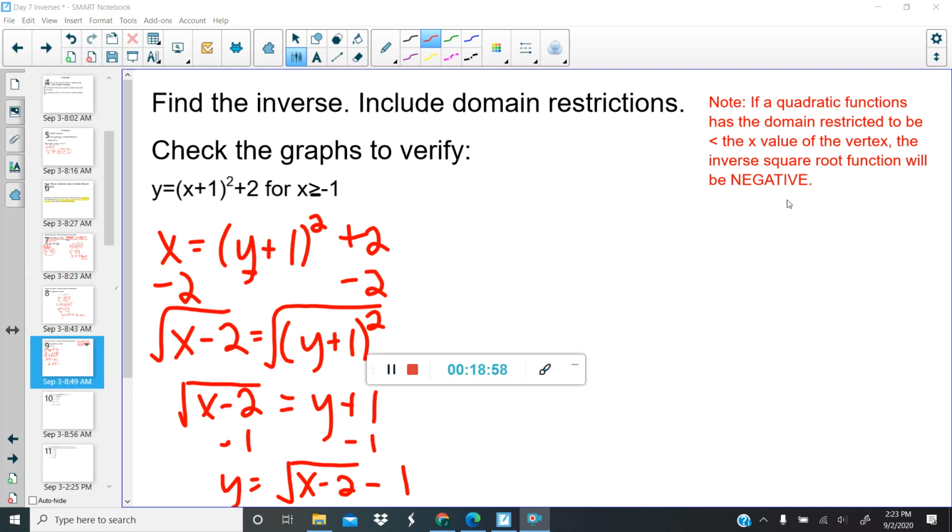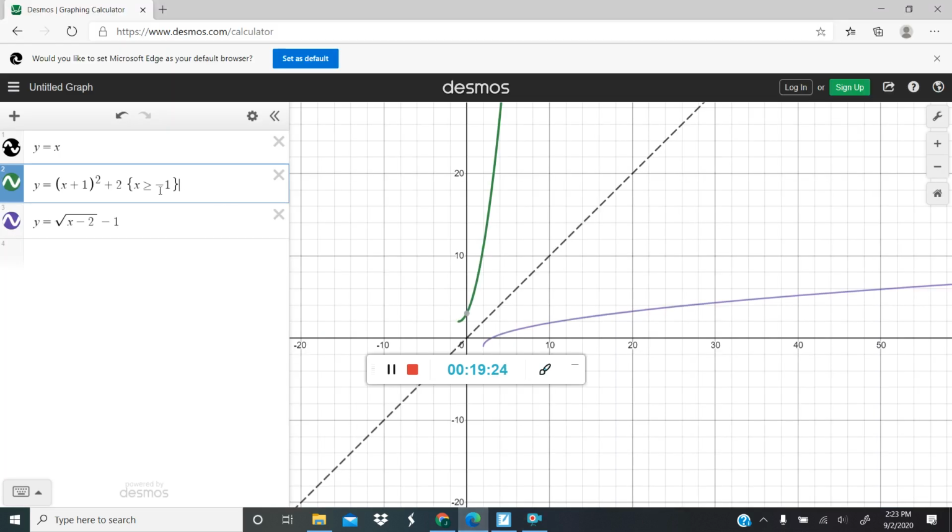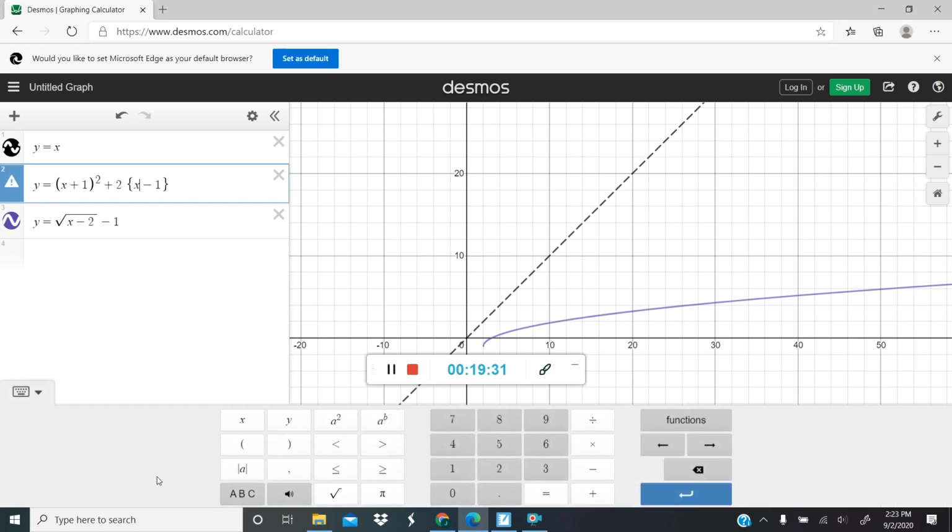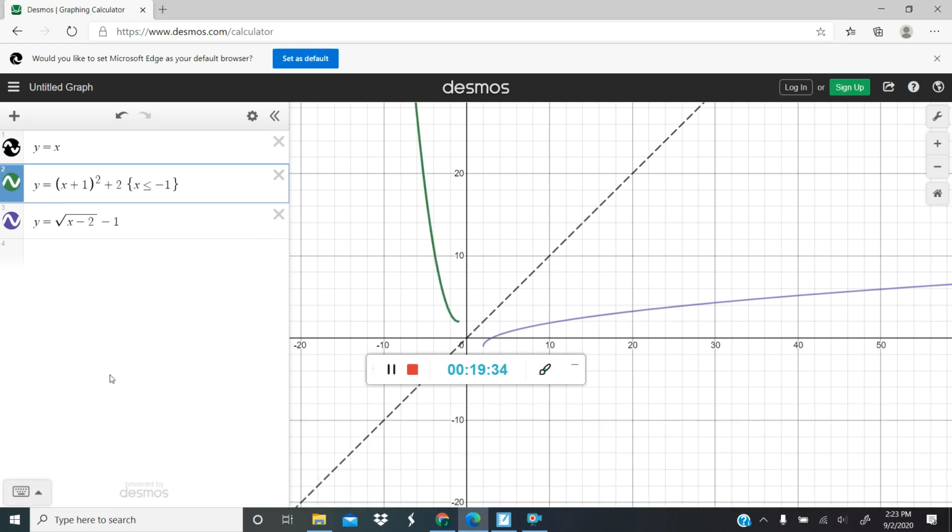So then I made one more note over here. If a quadratic function has the domain restricted where you have x is less than a number, so like right here we had greater than or equal to -1, if it says that it's less than or equal to a value that's in the vertex, because typically that's where it's going to be, is wherever the vertex is, then the inverse, which is going to be a square root function, it'll be negative. So I want to show you what I mean by that. So say if our original, instead of being greater than or equal to -1, let's say it told us that it was less than or equal to -1.